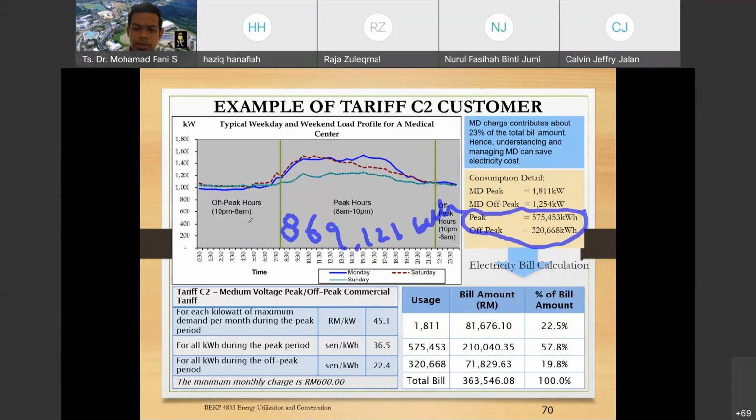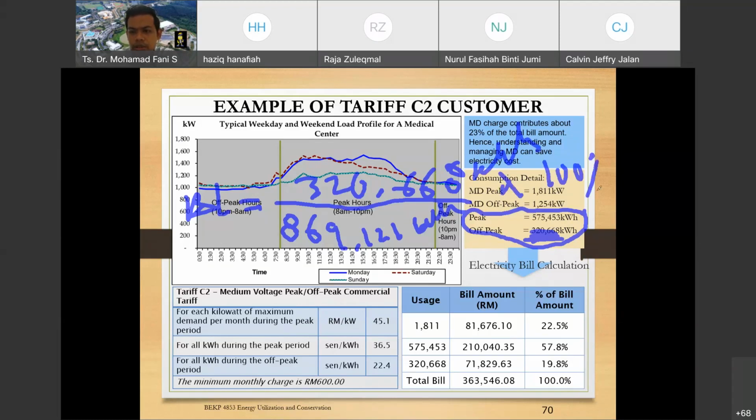To get the percentage of the base load, use this one, 320,000 kilowatt hour over this one. So you multiply with 100%, and you can get the percentage of the base load. Divide the base load, 320,668 kilowatt hour, multiply with 100%. So what percentage do you get?